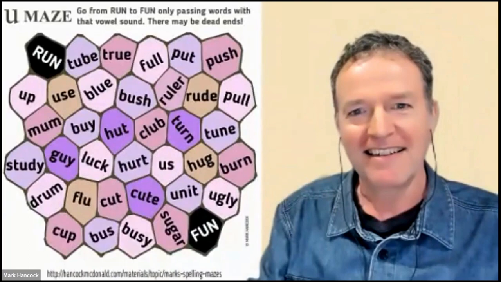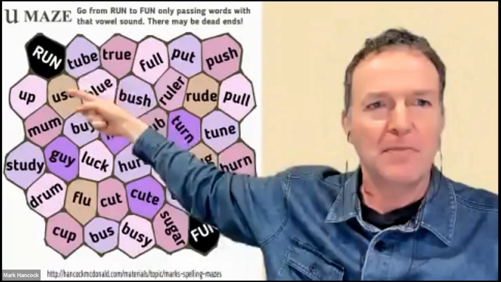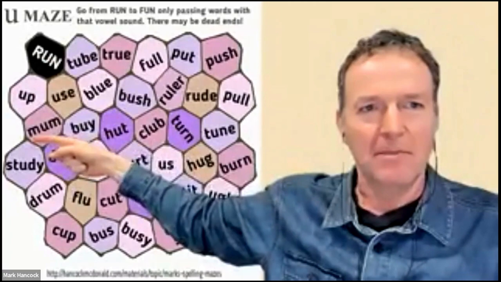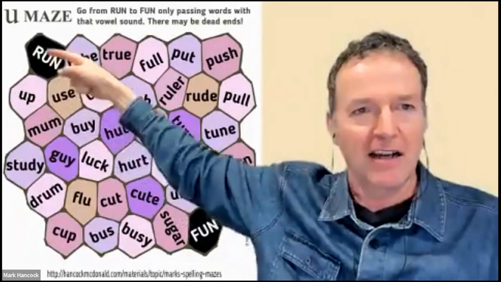So three options there. You've got run, tube, use, or up. If you've got long legs, I guess you could go to mum. If you've got shorter legs, you might need to step over one of these before you get to mum. Like up, up. Okay, run to up and then mum. Okay, we're on our way.